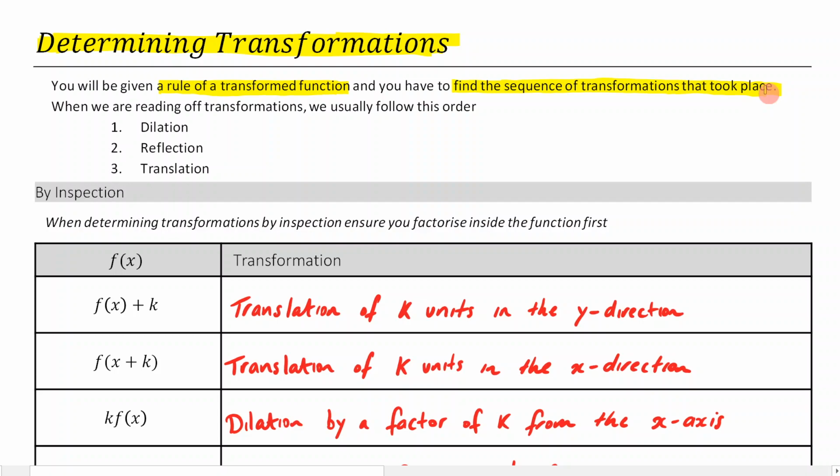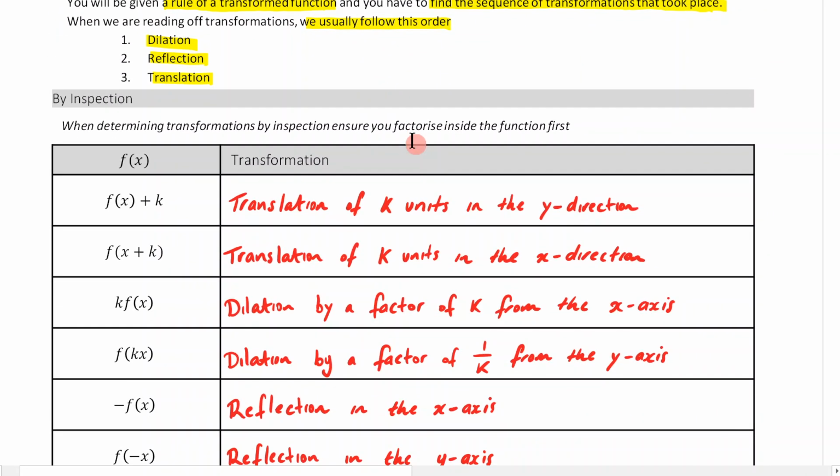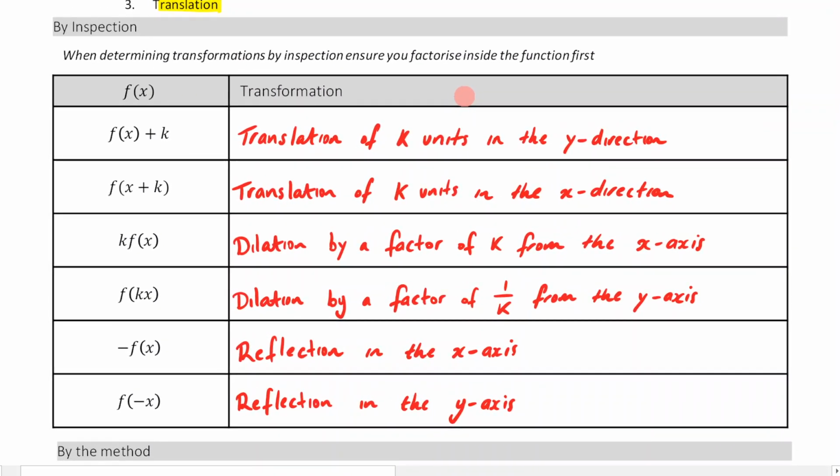Now, when we're doing this and we're reading off transformations, we usually follow this order: dilations, then reflections, then translations. You can think about it as Dr. T. That's the order that we read off our transformations in, and that's going to make more sense as we continue through this lesson. Now, the first way of determining transformations is to do so by inspection.